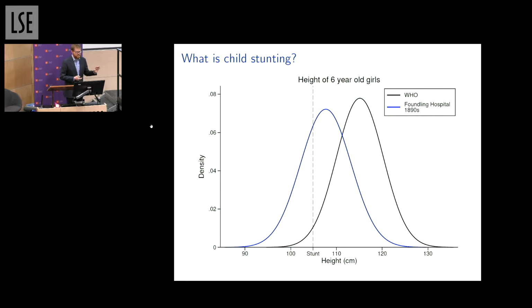So this is the distribution of height for 6-year-old girls in the Foundling Hospital in the 1890s. So William's sisters, if we call them that, right? Institutional sisters. And you can see that the stunting rate is much higher. There's a larger share of the distribution below that threshold. So instead of 2%, we have 30% of girls being stunted in that period.